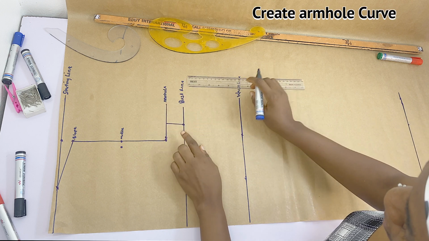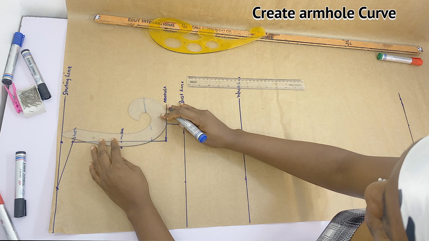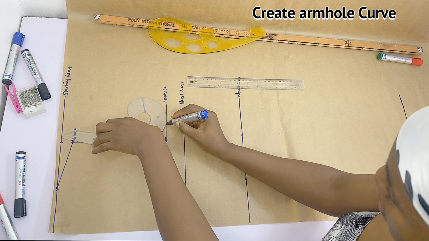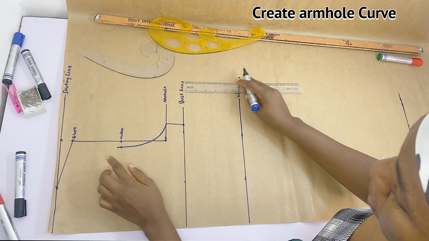So now I'll go in with my curve and create the curve for the armhole, and this is connecting the bust measurement to the 0.5 inch you have on the middle point. And for this we're just going to use the straight ruler.